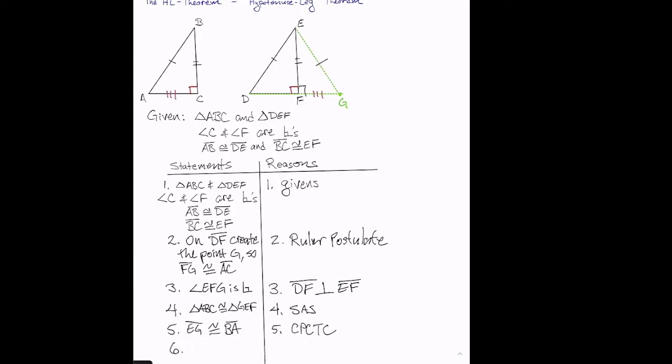Now looking at triangle DEG, you see that it's an isosceles triangle because side DE is congruent to side EG. And the isosceles triangle theorem says that the base angles are congruent, so I can say that angle D is congruent to angle G. And our reason is isosceles triangle.